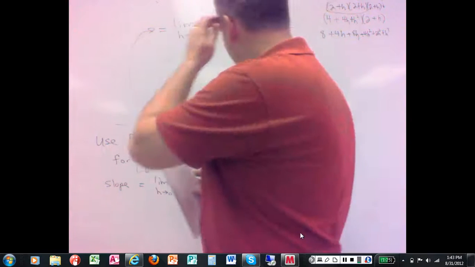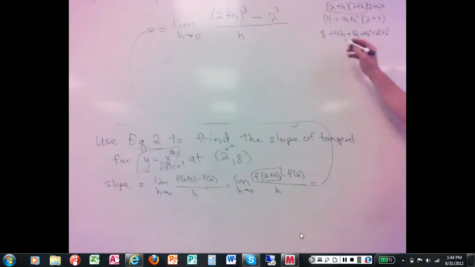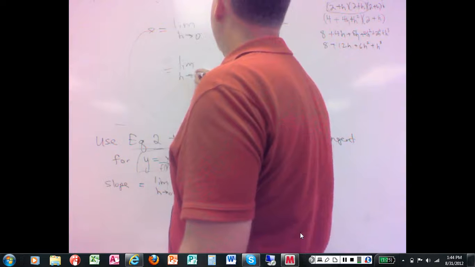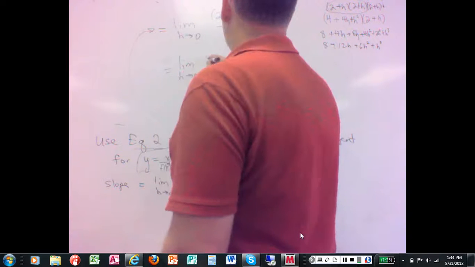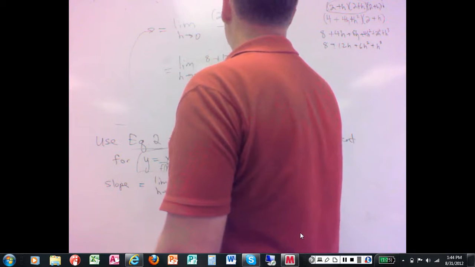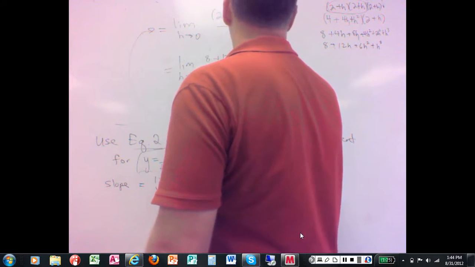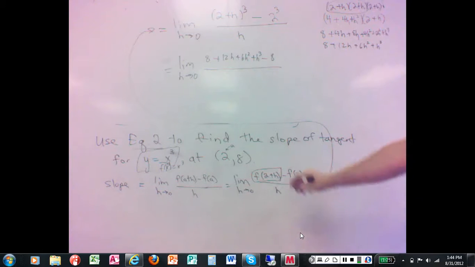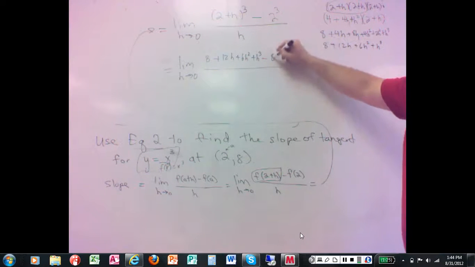Okay. So altogether I get 8 plus 12h plus 6h squared plus h cubed. Is that okay? Did I do that right? I think so. Okay. So that's 2 plus h cubed. So I get the limit as h approaches 0 of this 8 plus 12h plus 6h squared plus h cubed minus 8, minus 8 from that.